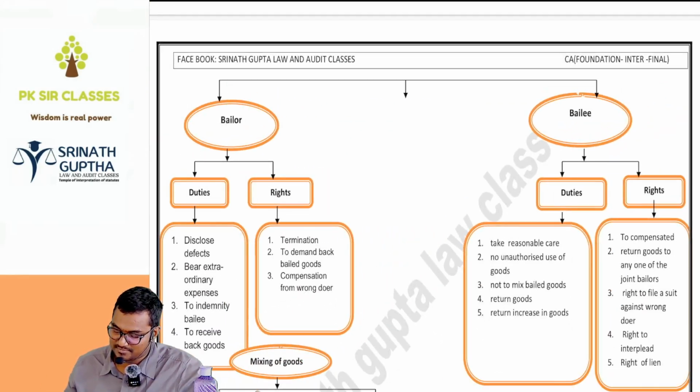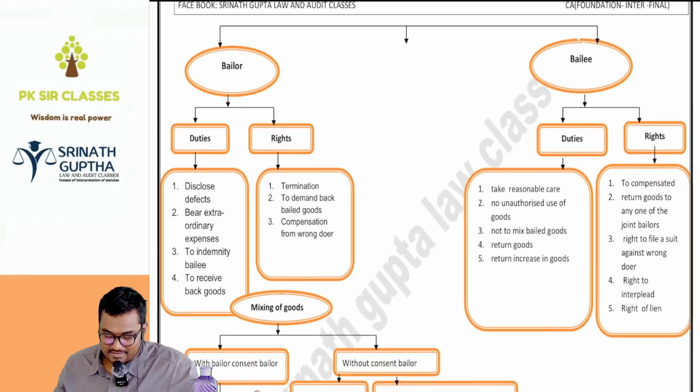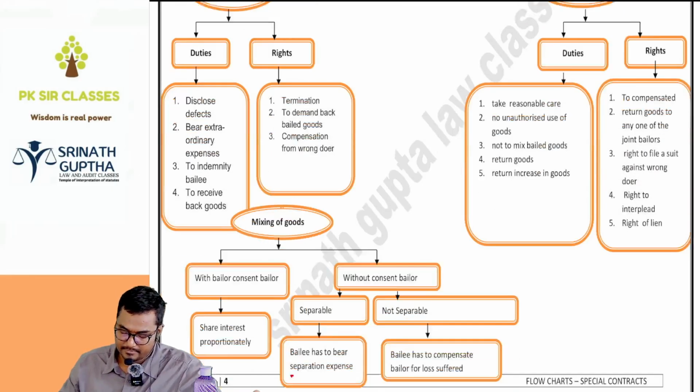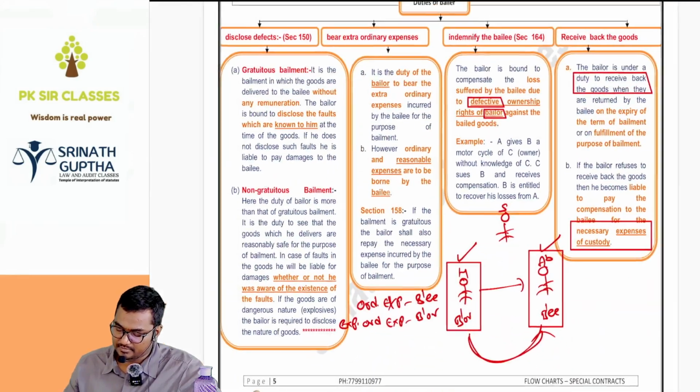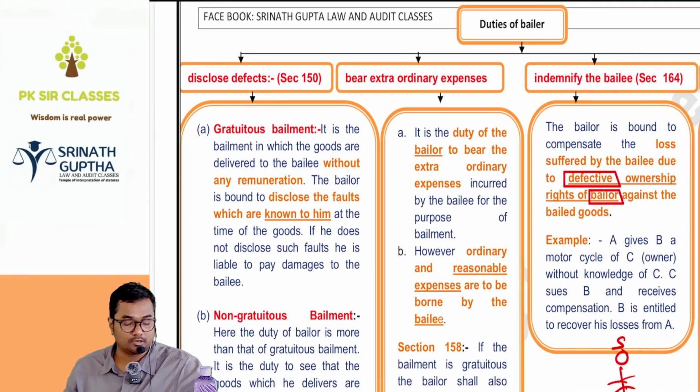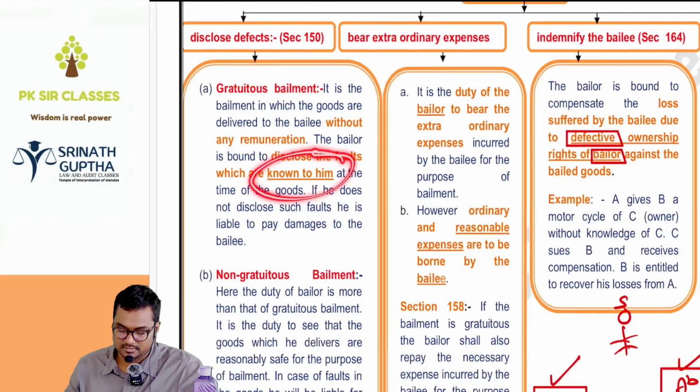Star, star, superstar. Next term, bailor rights and duties, bailee duties and rights. First one, duties of the bailor. First duty, to disclose the defects. In gratuitous bailment, only known defects he must disclose.